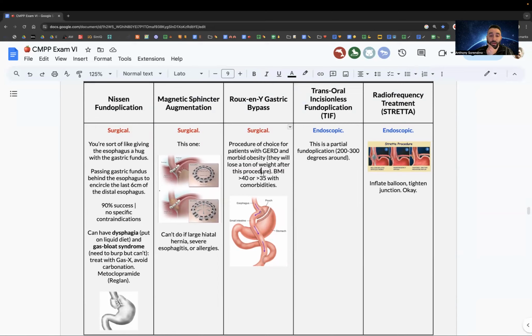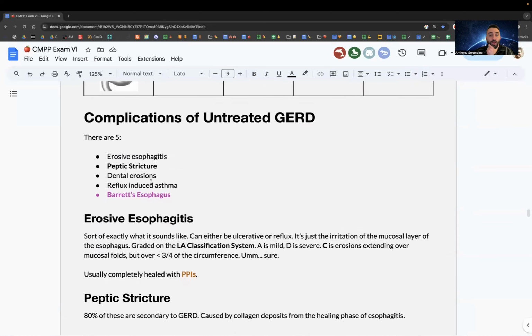The Roux-en-Y gastric bypass is a bariatric surgery. Patients actually lose a lot of weight after this. So this is only if they are obese and also have GERD. You're not just going to do this for somebody with GERD. You can see here the BMI has to be greater than 40, or 35 with comorbidities. You can do a partial fundoplication with this transoral TIF procedure, or you can do Stretta, which is radio frequency. You inflate a balloon and tighten the junction so you don't get as much reflux. Sure, okay.